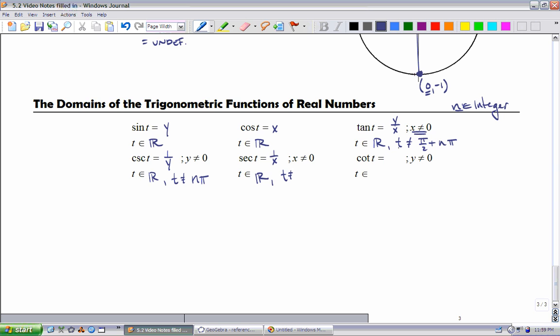domains. Now secant, since it has an x in the denominator, just like tangent, okay, it's going to be restricted in the same places. So it's going to be restricted at any pi over 2 plus n times pi. And lastly here, cotangent, which is x over y, it's going to be restricted wherever cosecant is restricted, because y cannot equal 0. So again, it's all real numbers except t cannot equal any integer multiple of pi. And that's it.